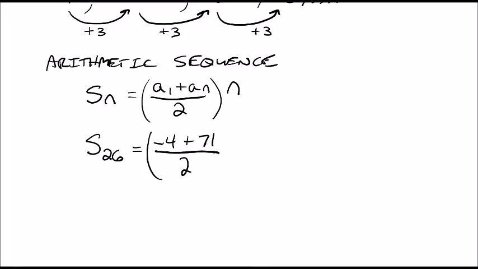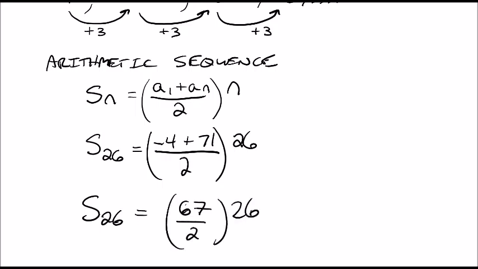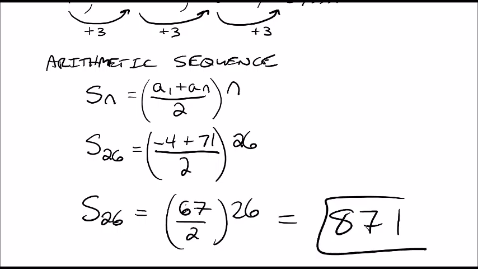over 2, and I'm going to multiply that by the number of terms, there's 26 terms here. So the sum of the first 26 terms, if I take negative 4 plus 71, that's 67, divided by 2, times 26. If we do that here, 67 divided by 2 times 26, you'll get that the sum is 871.